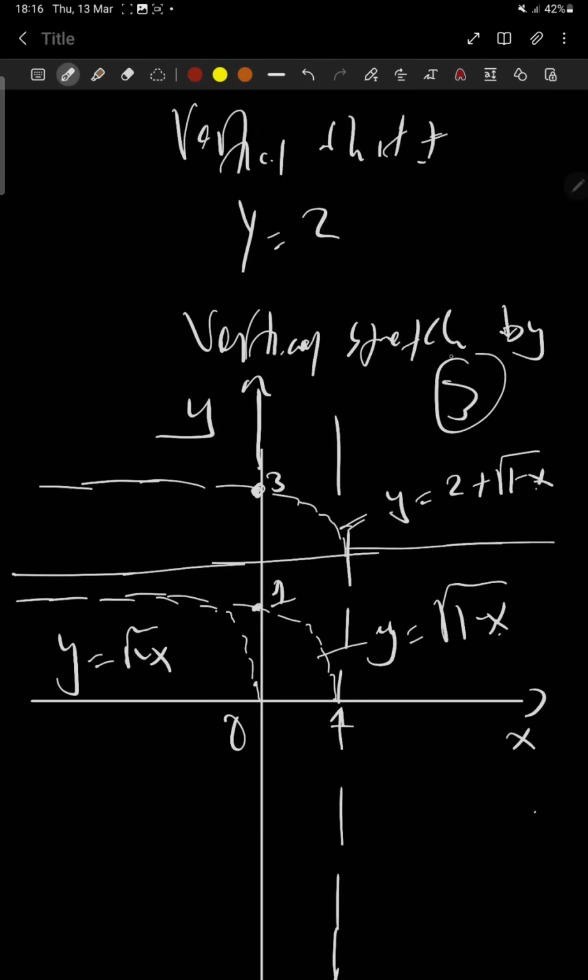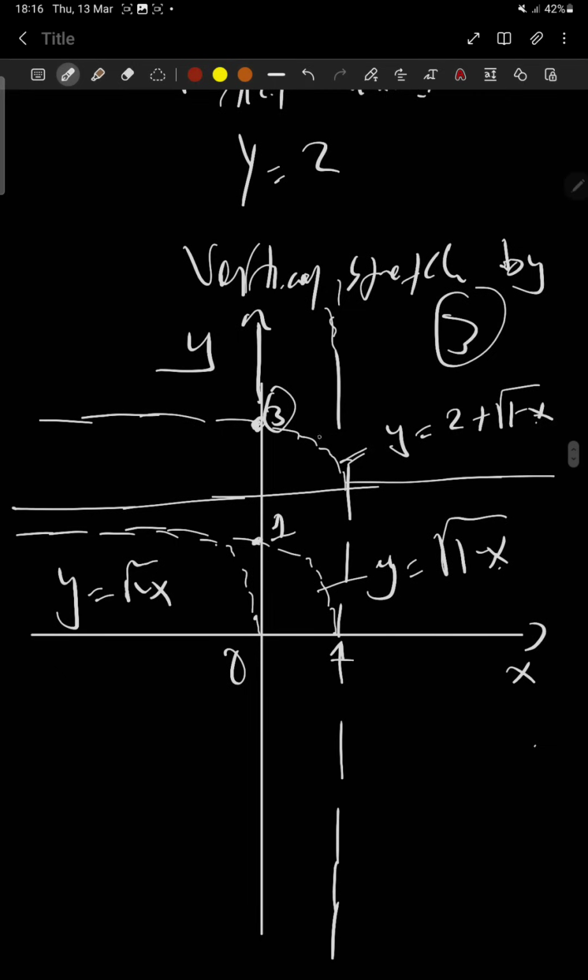Then what's the last thing? It's a stretch by 3. So stretch by 3 means multiply this by 3. 3 times 3 is what? 9. So it will go and cut at 9. So your graph will go now like this. Yeah, then cut at 9. Okay, so this is y is equal to 2 plus 3 square root of 1 minus x. That's how you go about it. Okay.